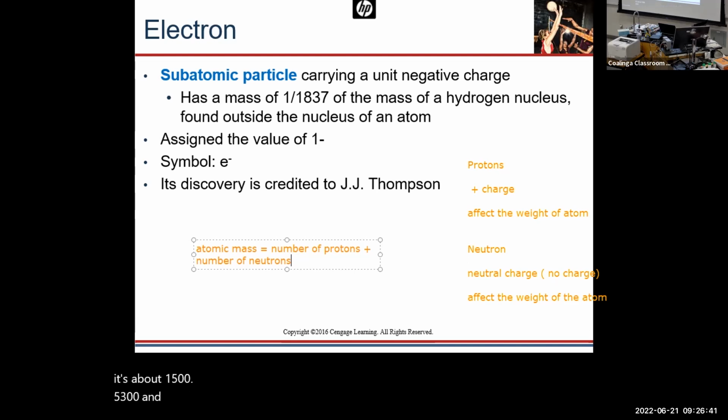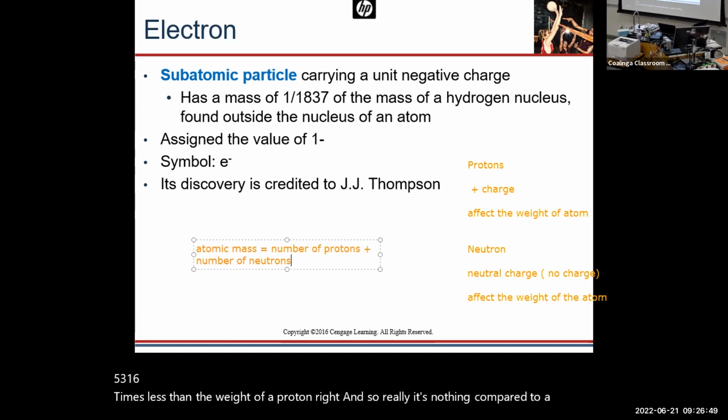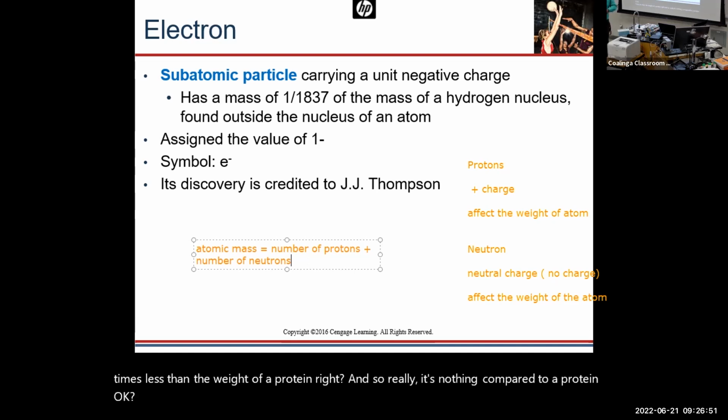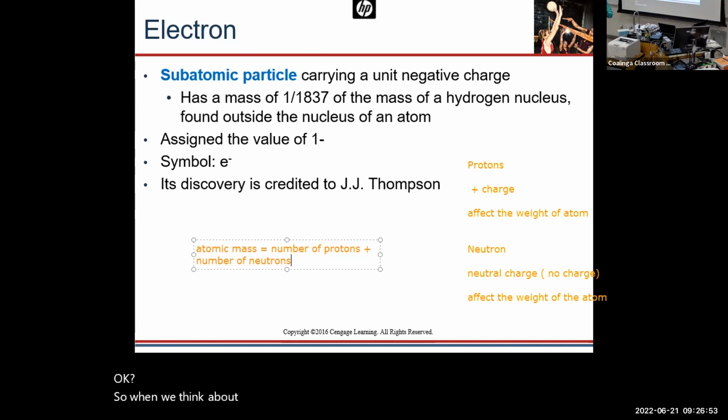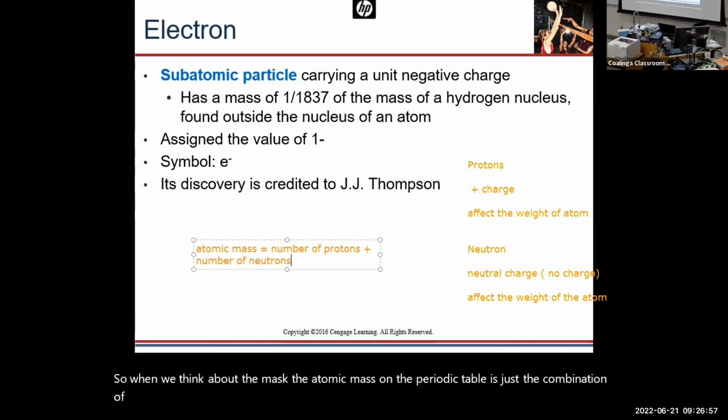It's about 1/1836 times less than the weight of a proton. And so really, it's nothing compared to a proton. So when we think about the atomic mass on your periodic table, it's just a combination of your protons plus your neutrons.